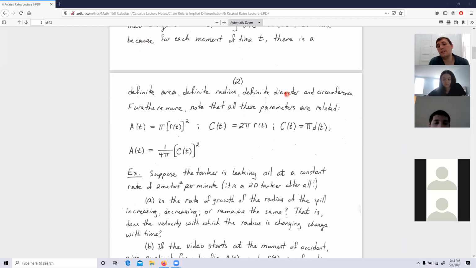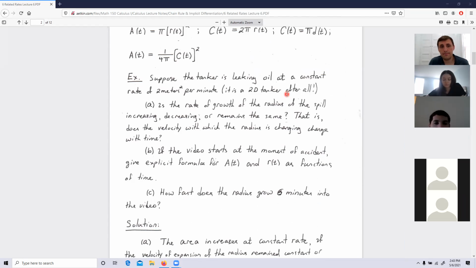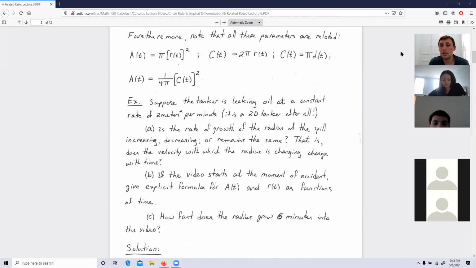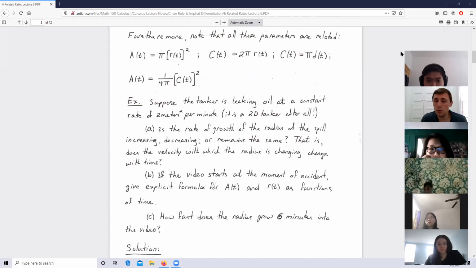So here is a first question. Suppose a tanker is leaking oil at a constant rate of 2 meters squared per minute. You understand? We're imagining a flat thing. So if you were to observe the area, it's always growing at a rate of 2 meters squared per minute. In other words, in an extra minute, there is going to be an extra 2 meters squared of area. Do you agree?